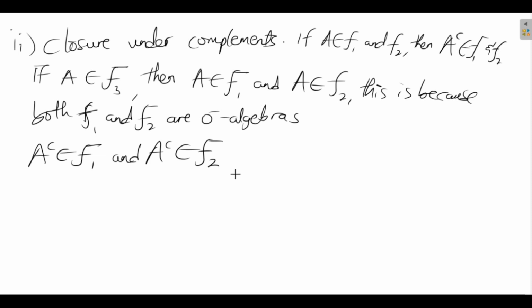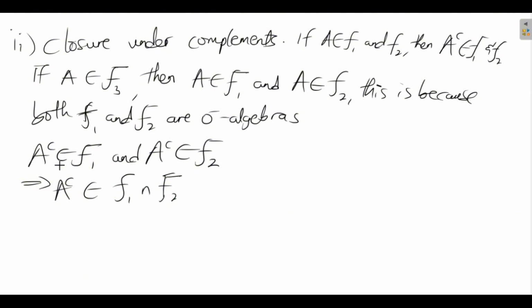This is because we are saying that F1 and F2 are sigma algebras. So if A is in F1 and the same set A is also in F2, and both F1 and F2 are sigma algebras, then what it means is that the complement of A also belongs to both sets, F1 and then F2. Now this implies that A complement belongs to F1 intersection F2.